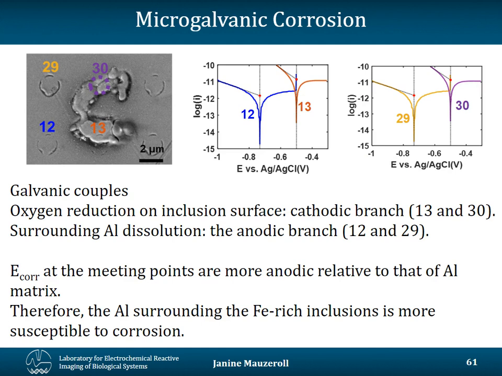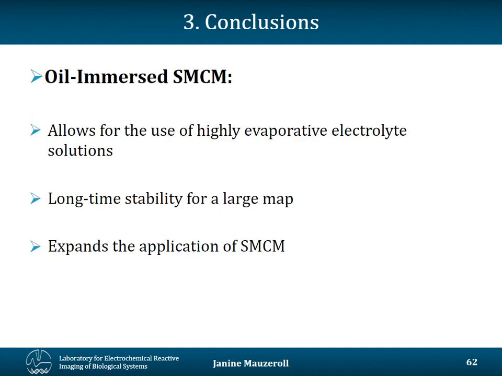29 and 12 are the aluminum matrix, and 30 and 13 are the actual inclusions. And so it's possible, based on these measurements, to identify which part of your alloy is going to be more susceptible to corrosion.